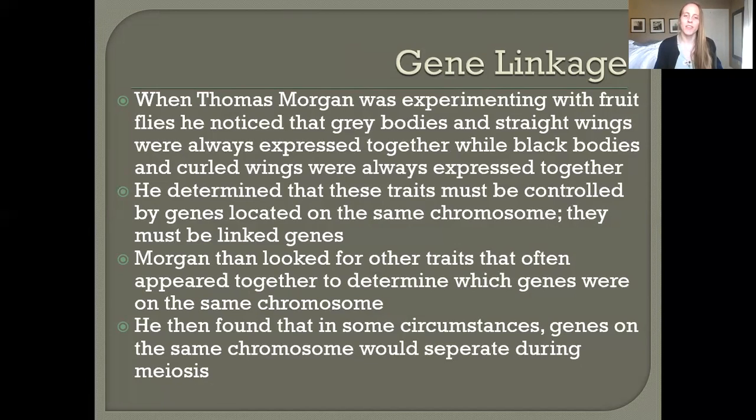Morgan then looked for other traits that always appeared together like that in order to see which traits were likely on the same chromosome. So yeah, he noticed that those traits must not be getting separated during meiosis because they're on the same chromosome. Just a reminder, this was also the guy who came up with the idea of sex-linked traits.